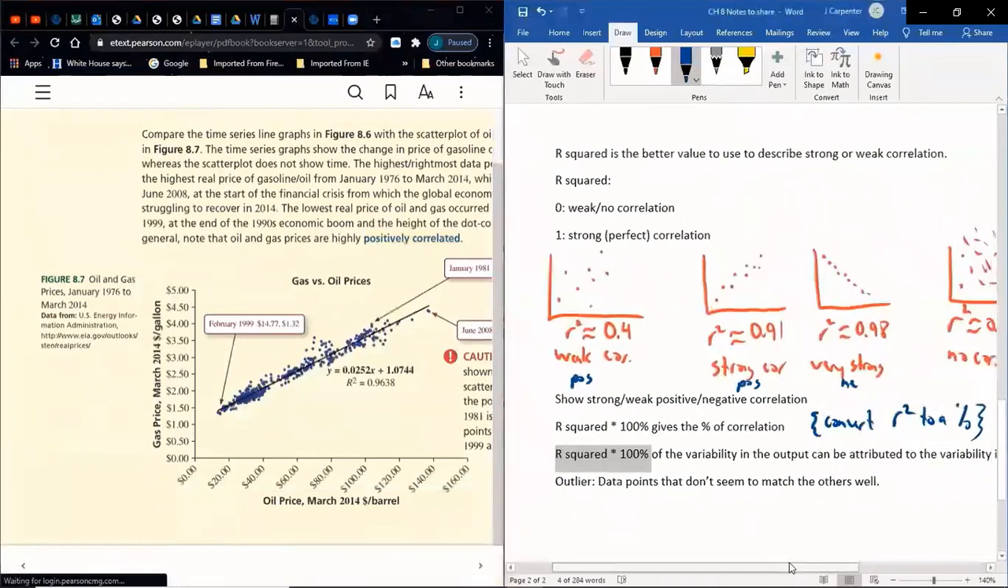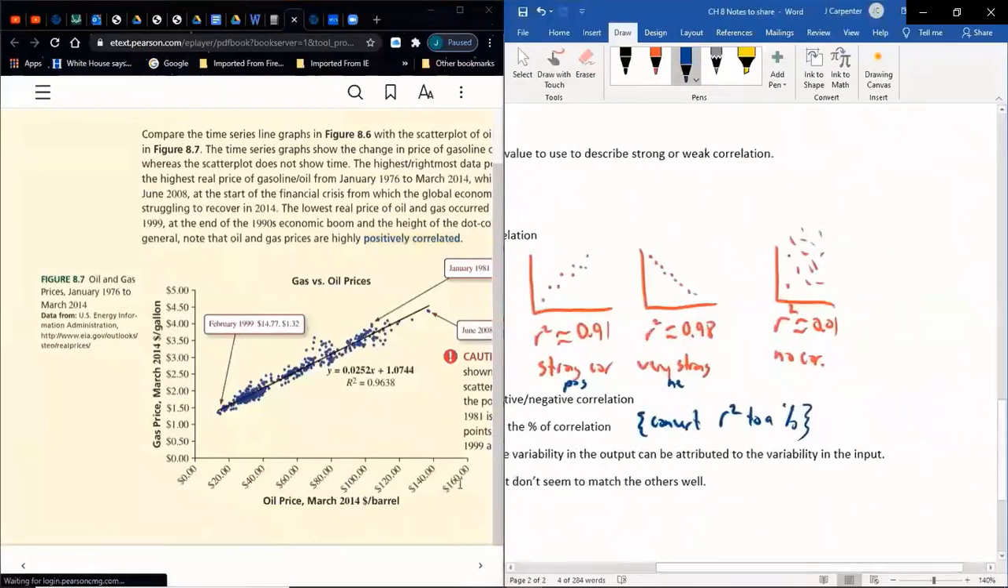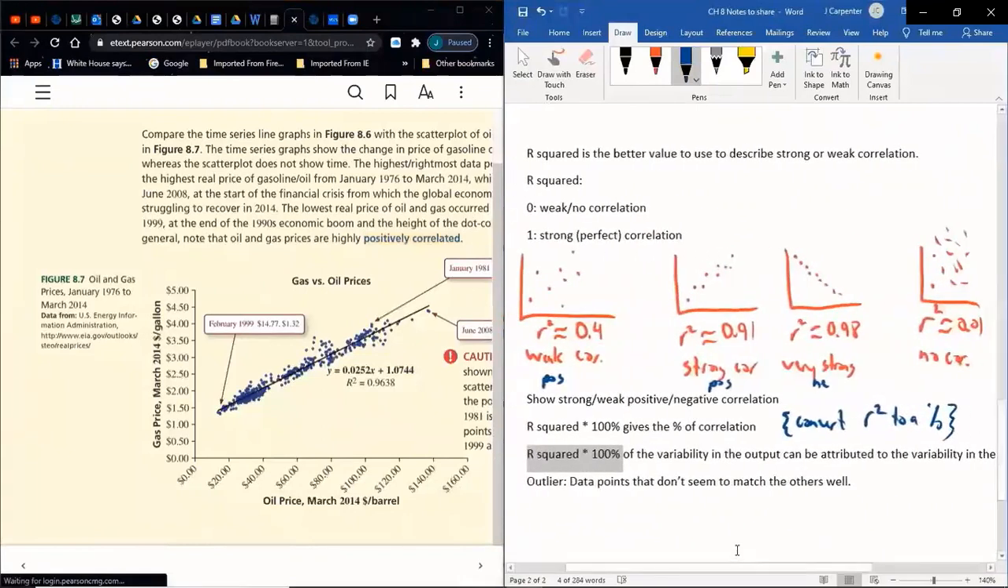Sorry, I gotta zoom out some so you can see everything. There we go. So again, the statement we make is 96% of the variability in the, instead of saying output, we would say gas price or price per gallon. So 96% of the variability of gas price can be attributed to, or is linked to, the variability in the oil price. So 96% of the change in gasoline price is linked to the change in oil price. That's the correlation. Gasoline prices at the pump have a 96% correlation with oil prices.